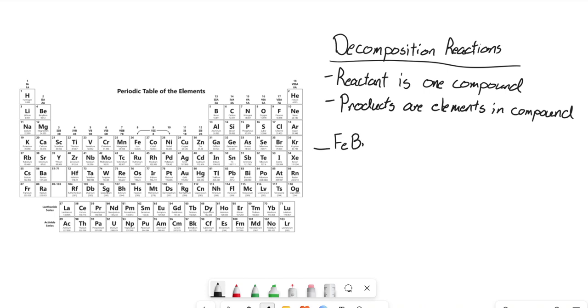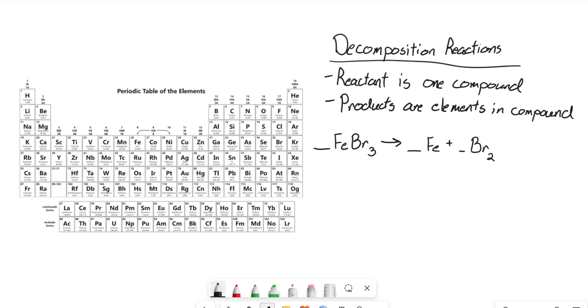If I were to take something like this, well, we'd have to recognize again that this single reactant is made up of 2 separate elements. The only thing that this compound can do is break apart into those elements. So iron and bromine. Where iron is not diatomic, it would just stay here by itself like so. And where bromine is diatomic, we would need to make sure to put the little 2 subscript here.